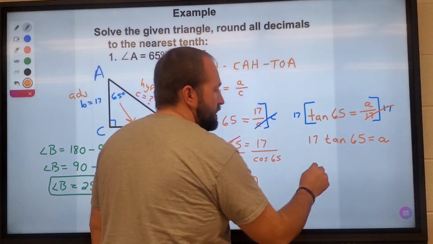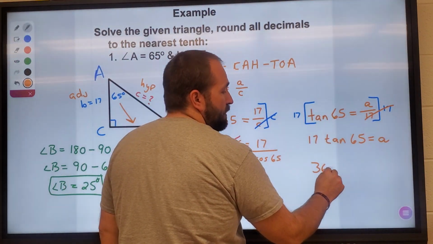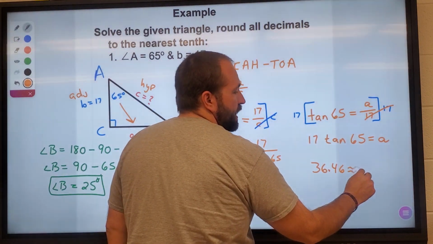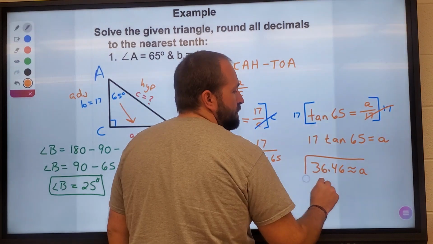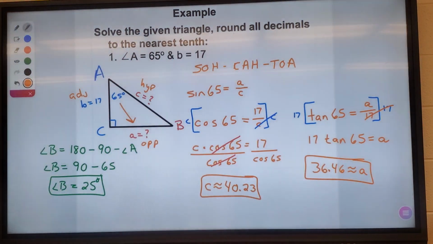So again, I'm going to work this side out in a calculator. It gives me about 36.46. And again, I'm going to use the little tilde equal sign, not just the regular equal sign, because these are approximations. These are rounded off, and this is not the exact answer. But I do want to see two decimal values here.